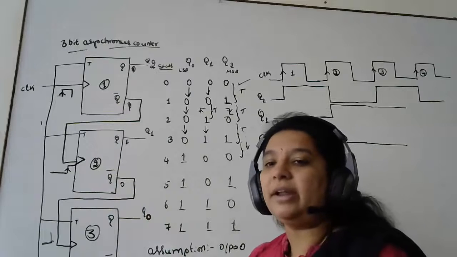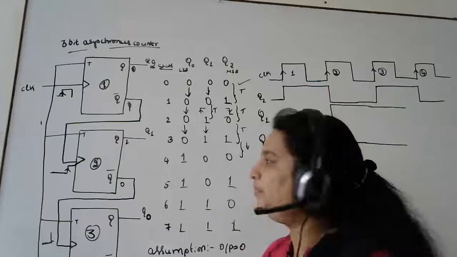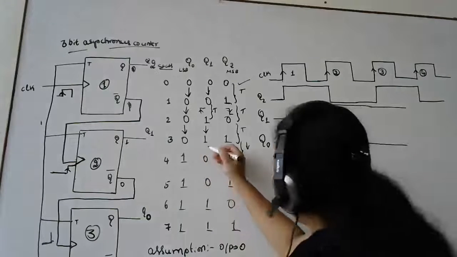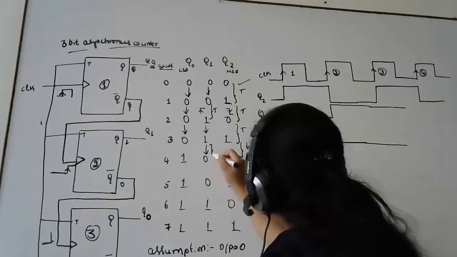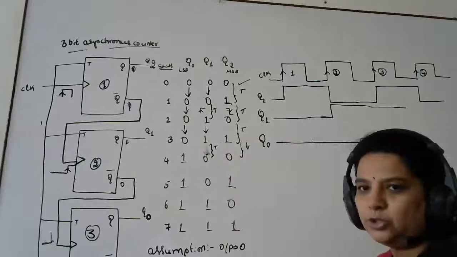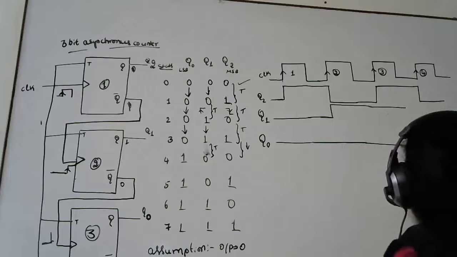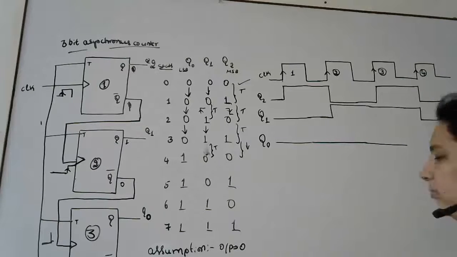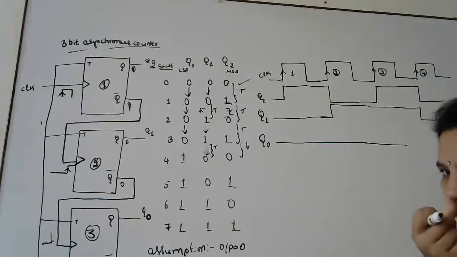Because of that triggering, my second flip-flop will toggle. In which state was it? It was in the 1 state. So from 1 state, it changes to 0. So there's a toggle here. So it becomes 1 to 0. So I'll go to 0 state here. Okay, I'll go to 0 state.